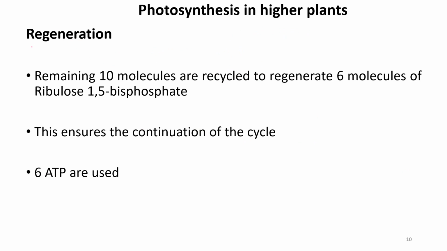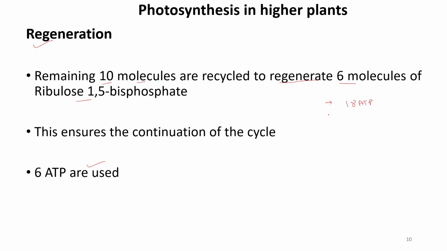Now, next is the regeneration phase. Okay, third phase. Here what happens? Now, 2 molecules of phosphoglyceraldehyde were used for the formation of glucose. Now, the remaining 10 molecules are recycled to regenerate 6 molecules of RuBP. And what happens? 6 ATP are used here. Alright, so now you can see in total 18 ATP are used.